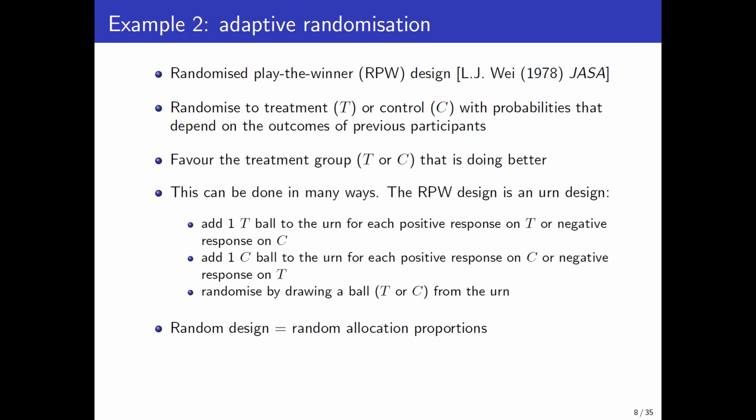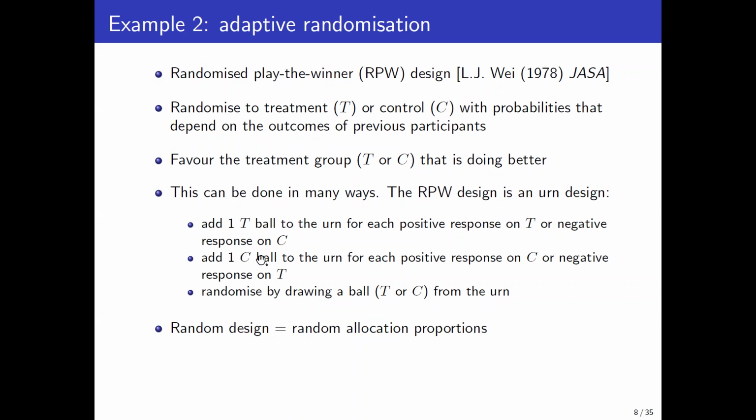And we do that effectively by, for the two treatment groups, the experimental treatment T and the control treatment C, we essentially add a ball to an urn or a box whenever we get an outcome that favors the experimental treatment, we add a treatment ball.